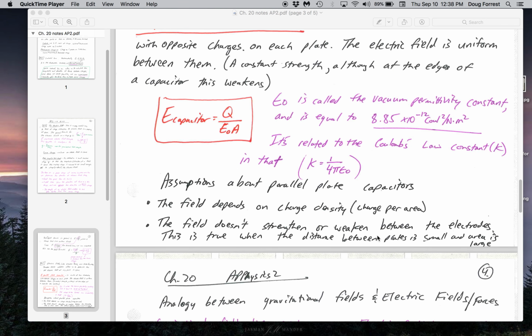So things we can assume about parallel plate capacitors: the field depends on the charge density. So in other words, how many charges per square meter there are matters. The field strength does not strengthen or weaken between the electrodes of the plates. So unlike a point source, the electric field between the plates of a capacitor is always the same strength. And that's assuming what we call an ideal capacitor, which means the capacitor is much larger in surface area than the distance between the plates.